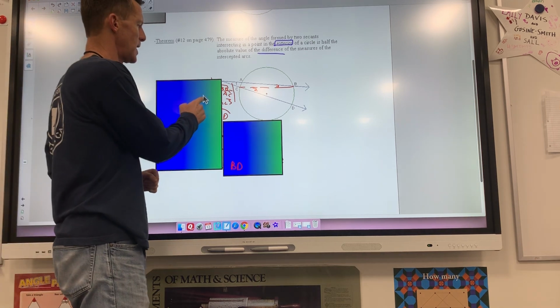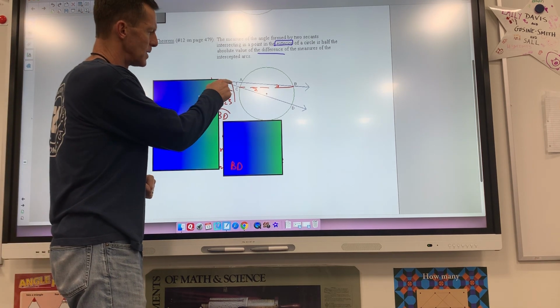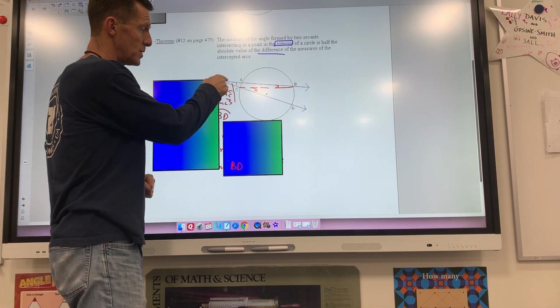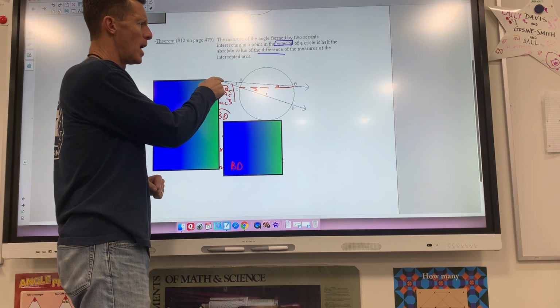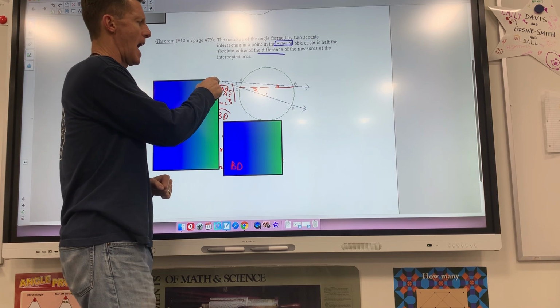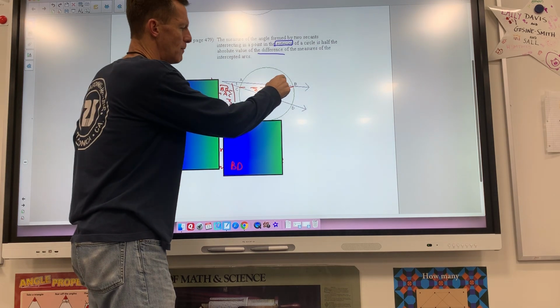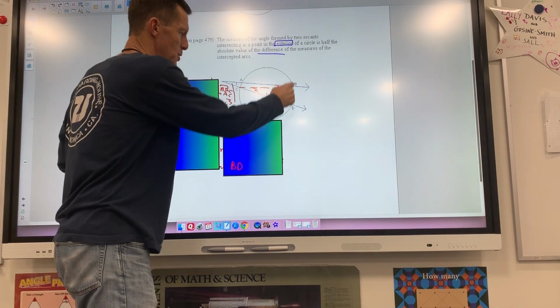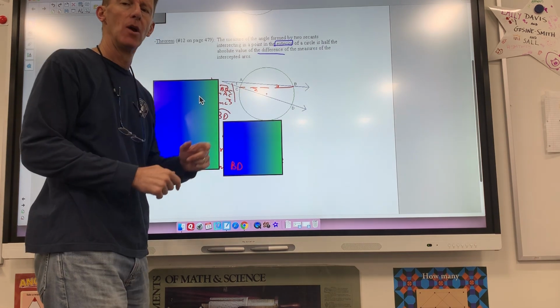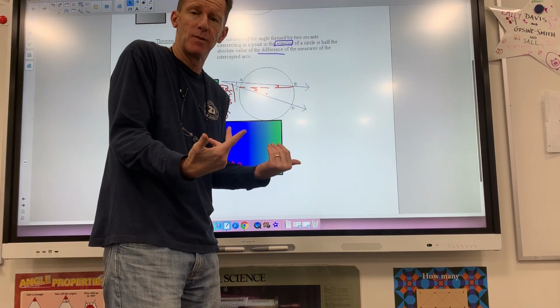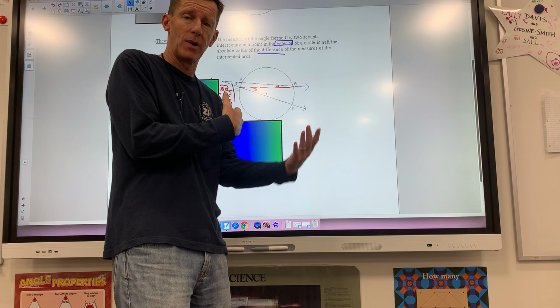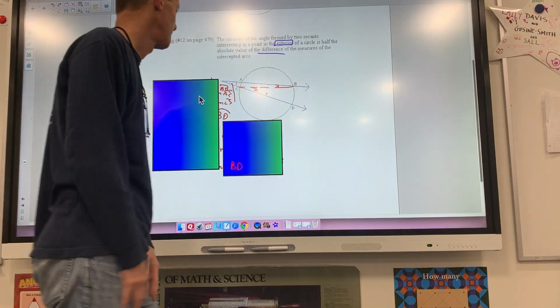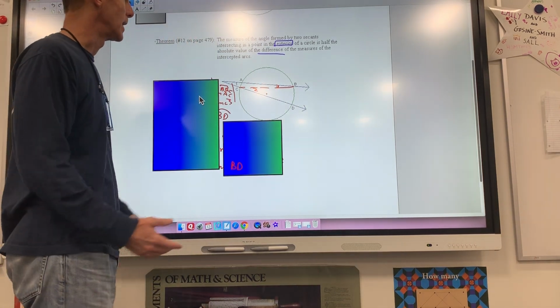So what we're trying to say in this scenario is that this is angle 1 right here. Angle 1 is equal to half of the absolute value of BD minus AC, the measure of arc BD minus the measure of arc AC. Or vice versa, because it doesn't matter, we're taking the absolute value. If it's a negative difference, when we take the absolute value, it becomes positive. Okay, so how are we going to prove that?